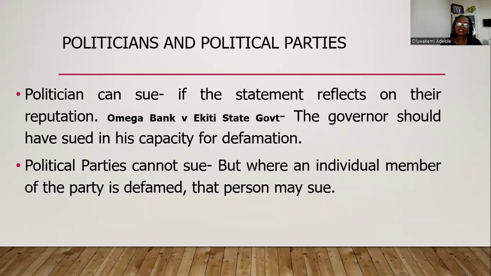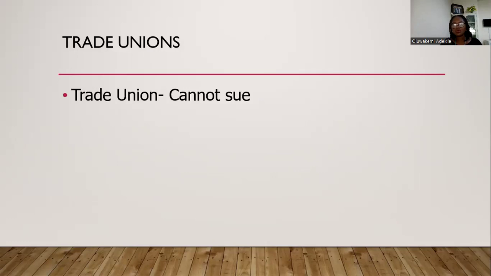Now, politicians and political parties. A politician can sue. I'm not talking about a public office holder now, government. I'm talking about the individual politician, if the statement that the defendant has made reflects on the reputation of that politician. Again, that case of Omega Bank versus the state government will give you a clear understanding of the principles in this area. Okay, where the governor, Governor Fayose, was suing as Governor of Ekiti State, and the court said he should have sued in his personal capacity for the tort of defamation. Political parties cannot sue, but where an individual member of the party is defamed, that person may sue. Trade unions also cannot sue.